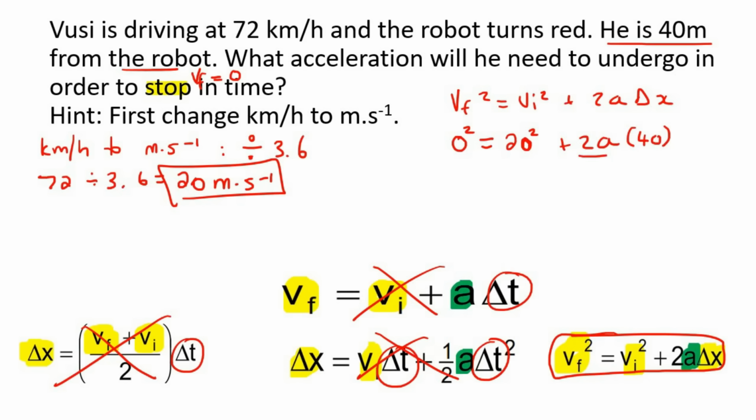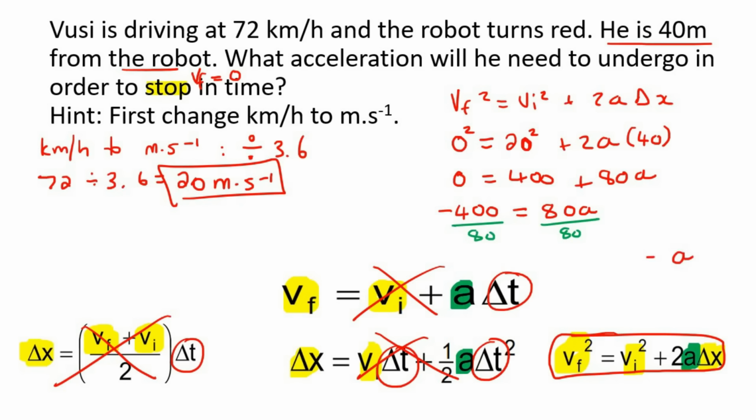Okay, now what you do here is you just multiply everything together. So what is 2 multiplied by 40? Well, that's going to give you 80, and then 20 to the power of 2, that's going to give you 400, and then this just gives you 80a. Now to get the a by itself, you take the 400 to the left. Now you divide both sides by 80, and then you end up with a is equal to -5.